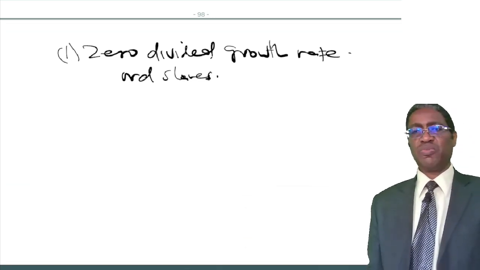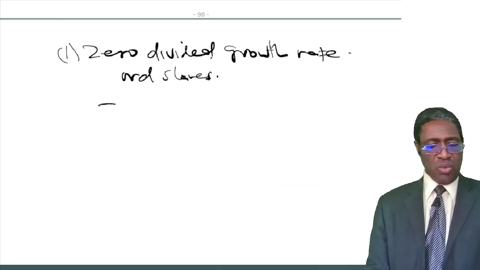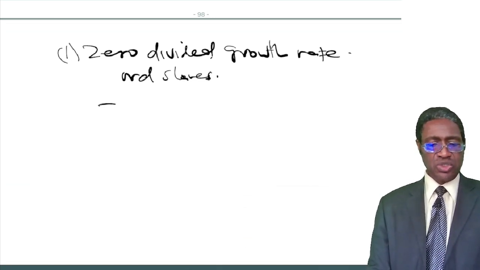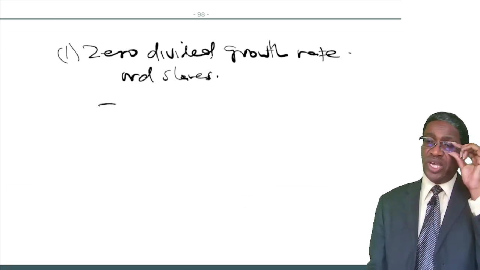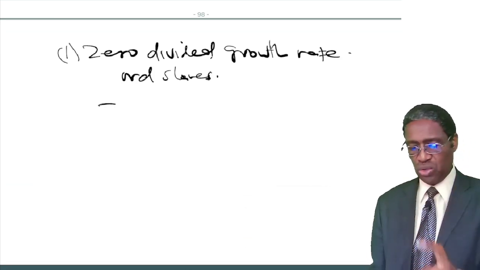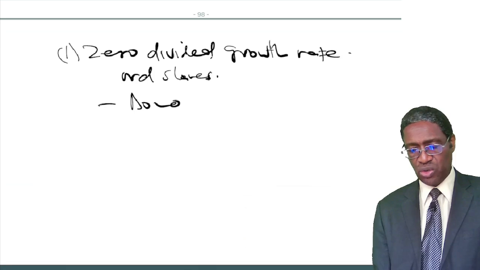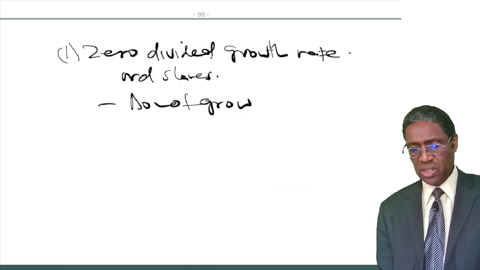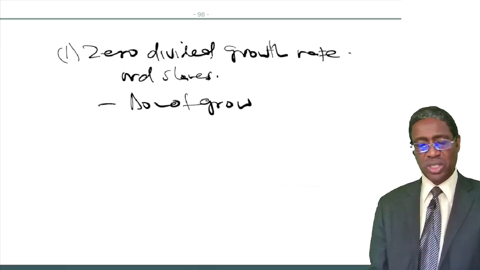Put a dash or put something below that. Say this: where dividends do not grow in the future.